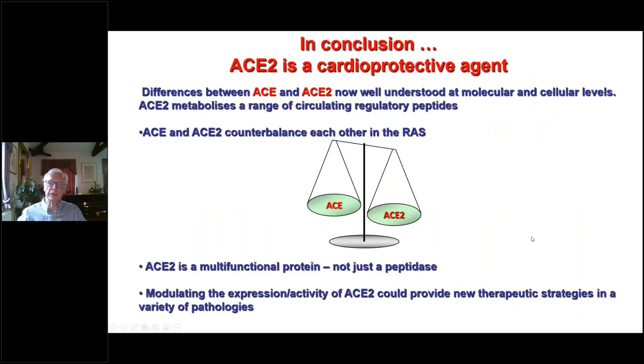So just to summarize then, ACE2, we believe, is a cardioprotective agent. It counterbalances the actions of ACE in the renin-angiotensin system. And I think you'll see that we now quite well understand the differences at molecular and cellular levels between ACE and ACE2. ACE2 metabolizes a range of peptides, but a different set from those of ACE. But as again you'll hear shortly, ACE2 is a multifunctional protein, not just a zinc peptidase, and with this variety of activities, modulating its expression or activity could provide new therapeutics.